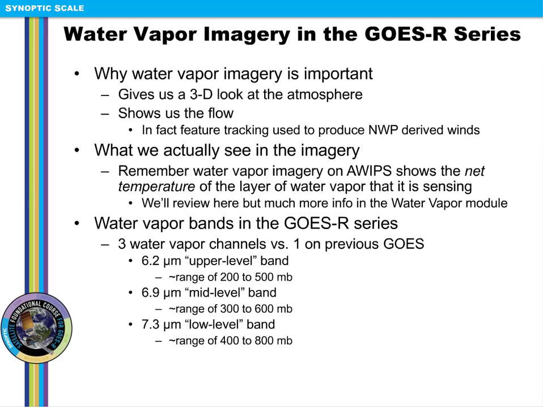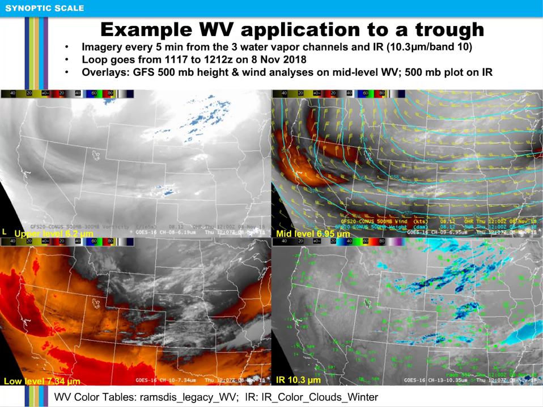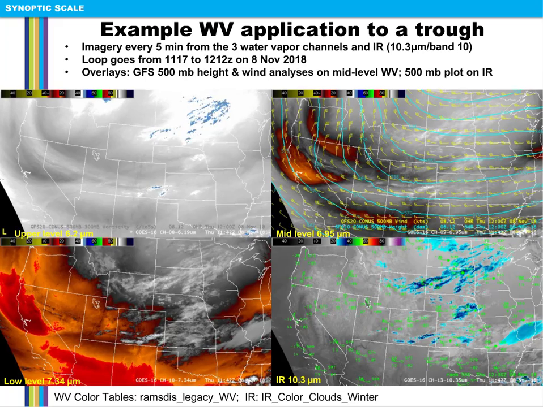We can use the properties of how the water vapor bands work to infer synoptic and mesoscale vertical motions. Since these vertical motions are associated with features like troughs, ridges, and jets, we can relate what we see in the water vapor imagery to properties of these features. Now let's apply the properties of the water vapor channels.